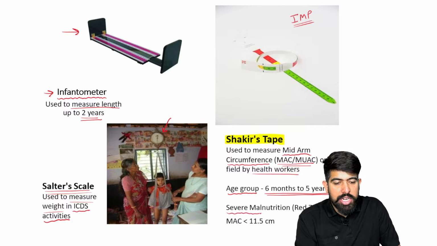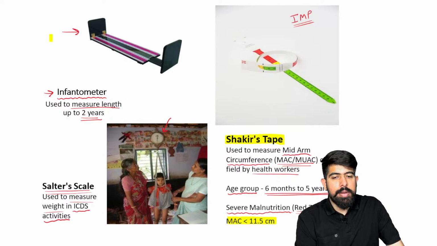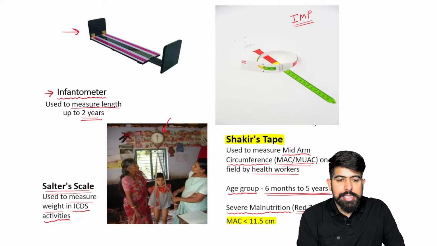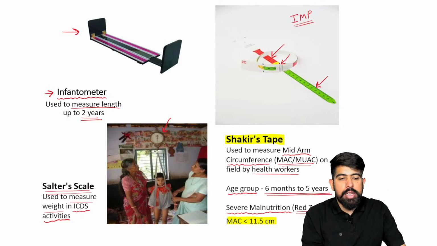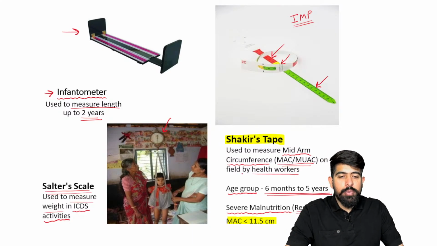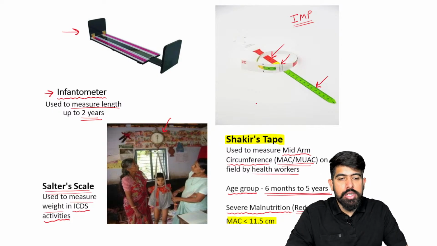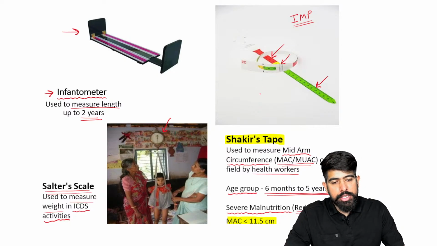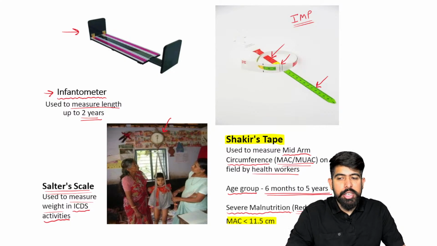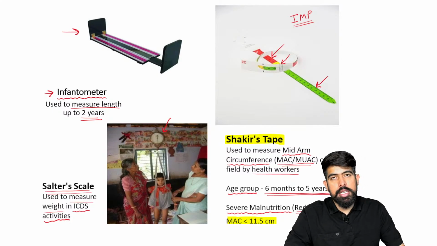If the child has severe malnutrition, it will come under the red color zone. And what is the red color zone saying? The red zone means your mid-arm circumference is less than 11.5. You can see by this image also, I'm showing you again, we have green color markings on this strip, yellow color markings, and red color markings. If the child is in the green zone, the child is healthy. If the child is in the yellow zone, the child is malnourished. And if the child is in the red zone, this red zone gives us the identification of severe malnutrition.